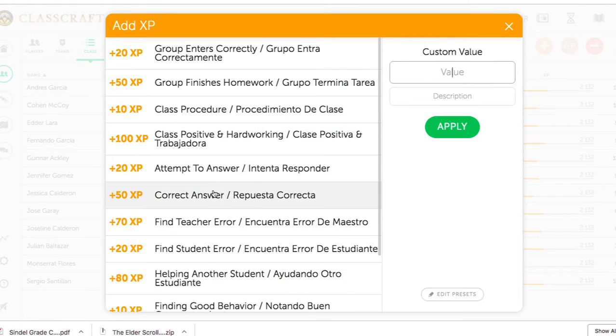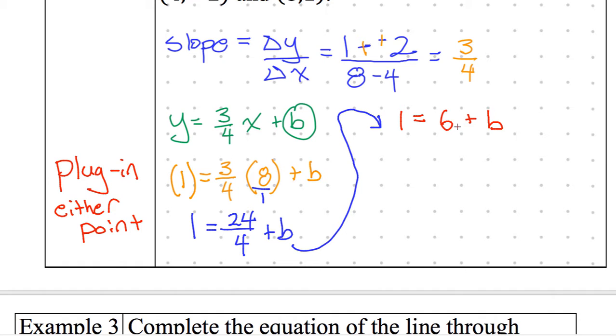Next step is to do what? What do I do next, Sergio? Minus 6 on both sides. There it is. And Sergio, what do I have on the left-hand side? Negative 5. Those 6's cancel out, and that is my b.